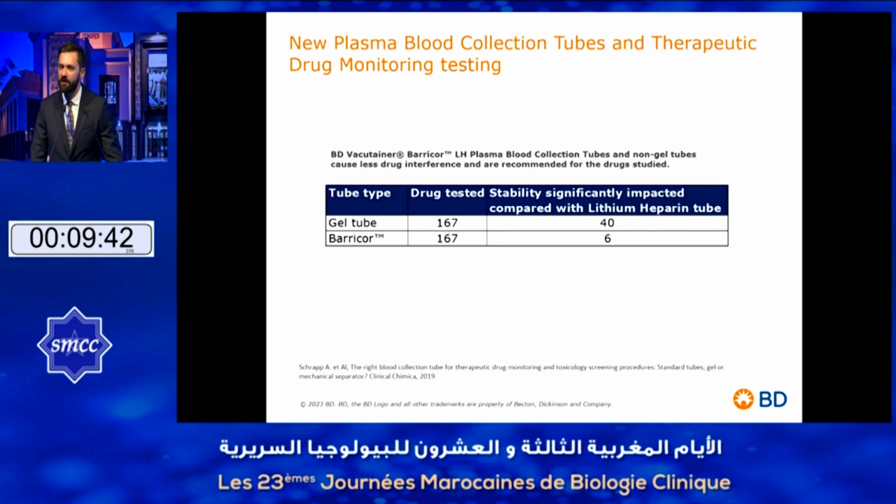Also, as I have already mentioned, BeriCore is compatible with therapeutic drug monitoring. Unfortunately, it's not recommended to use serum gel tubes for drug testing because gel might absorb most of the drugs. More than 40 drugs might be affected by the use of gel technology out of 167 drugs that might be tested. With this technology, most of the drugs are not affected because it's non-gel technology. It's pretty compatible with therapeutic drug monitoring testing.